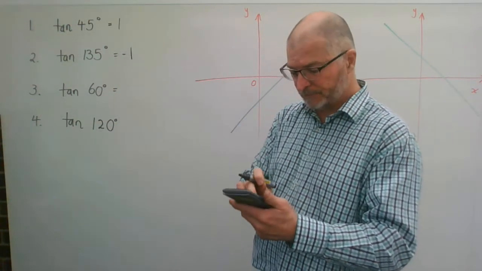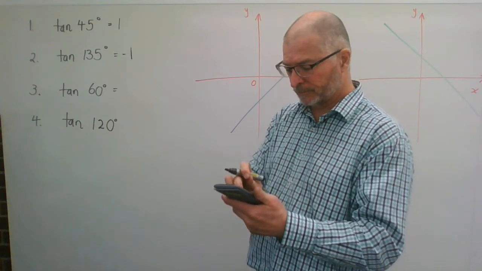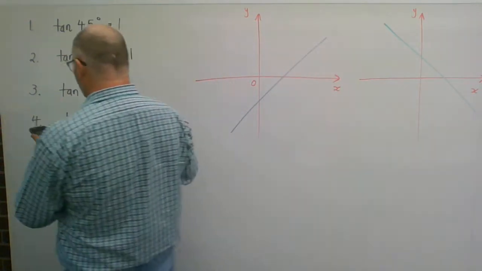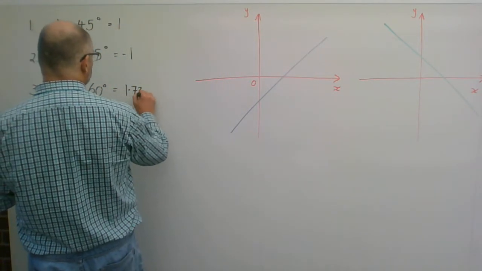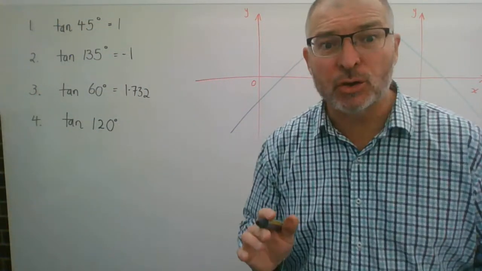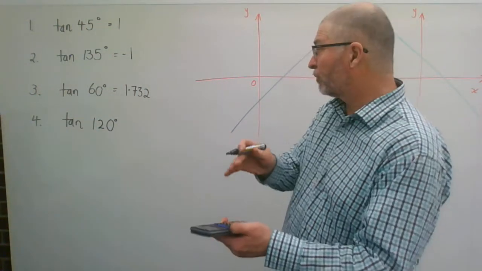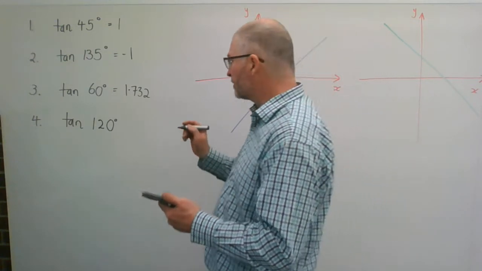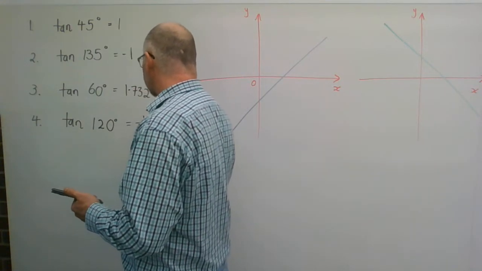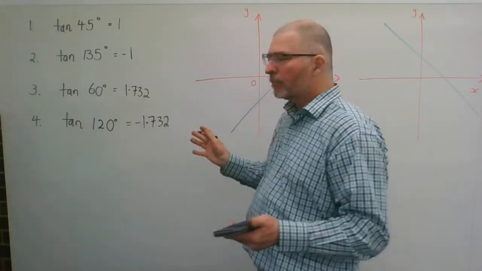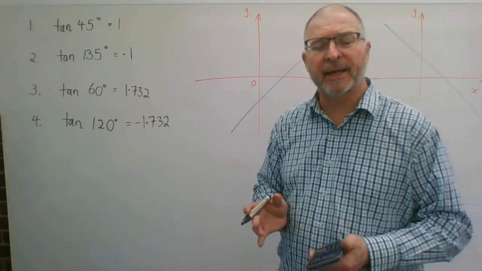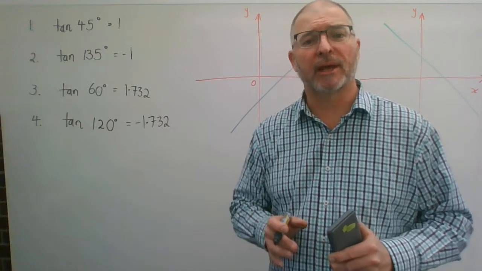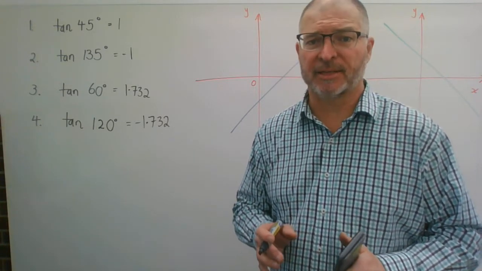Tan of 60 is about 1.732. It's actually exactly the square root of 3, but it's about 1.732 according to the calculator. And tan of 120 degrees is negative 1.732. So if we have acute angles, we can get a positive answer out of our tan. If we have obtuse angles, we can get a negative answer out of our tan.